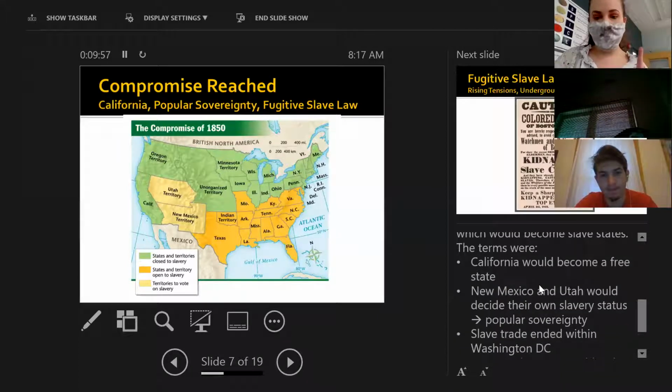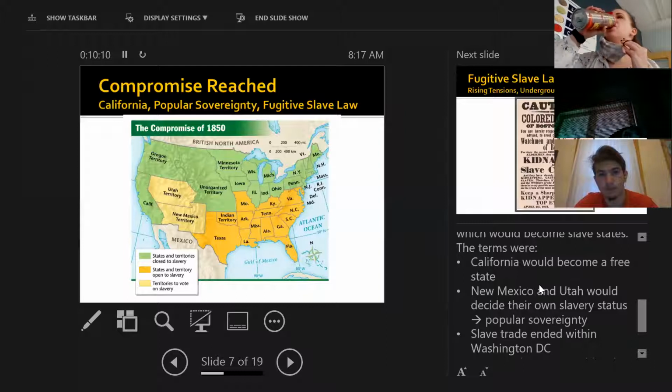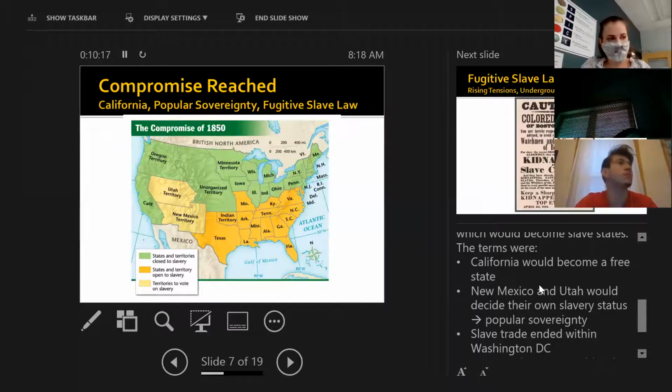The first, California will be admitted as a free state. Second, New Mexico and Utah will practice popular sovereignty. I'll explain what that is in a second. So New Mexico and Utah will practice popular sovereignty.